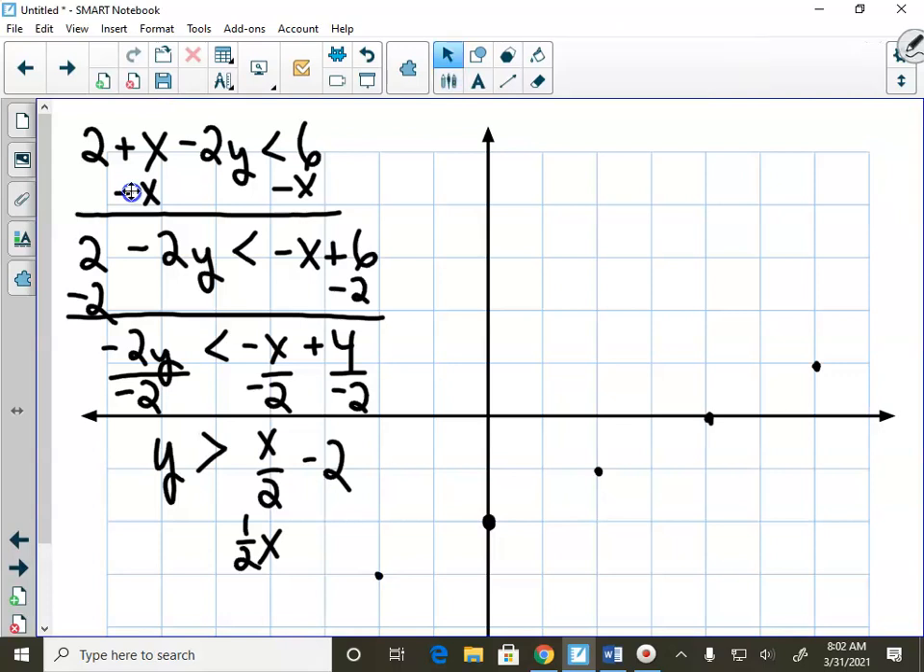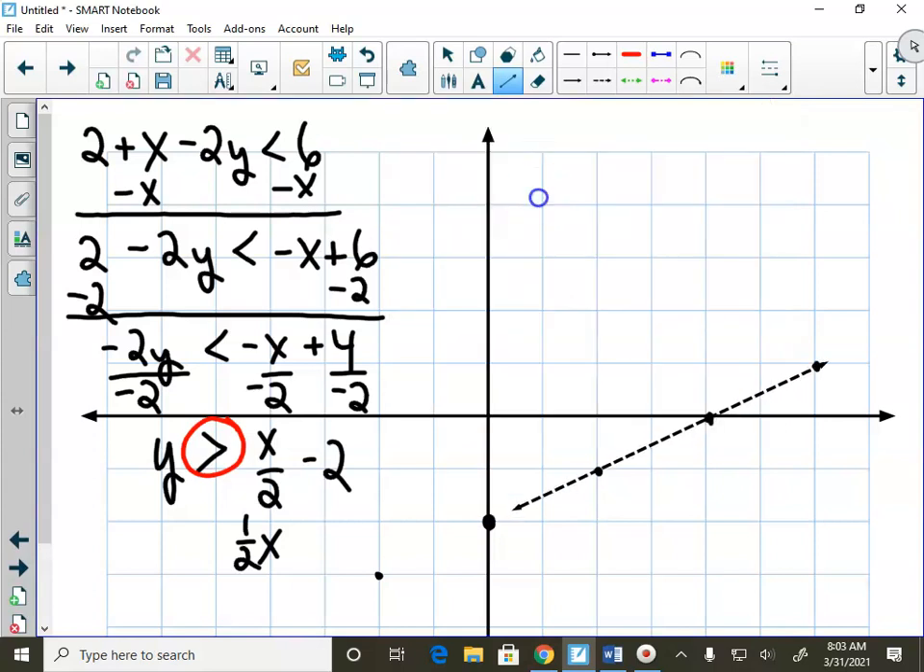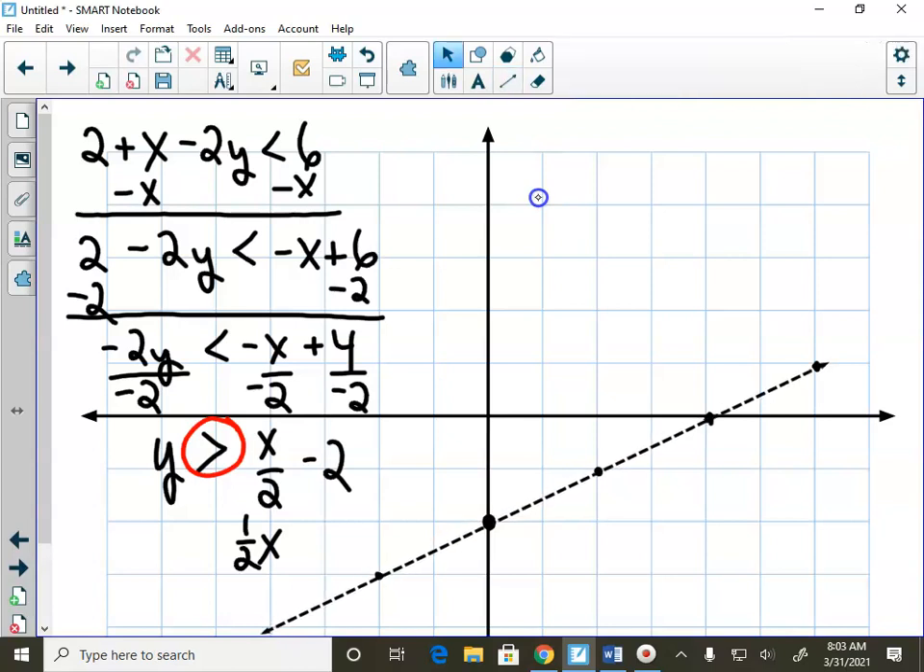Now again, remember what we said. We have to look at this sign to know whether we're going to have a solid line or a dashed or dotted line. And in this case, there is no equal to component. So that means this is going to be a dashed or dotted line. So I'm going to make sure we remember that when we're graphing it. So here's my ends. And we're going to make this a dashed line. So let's draw our line in. Okay, that is what our line is going to look like. Just going to slide it up here a little bit.